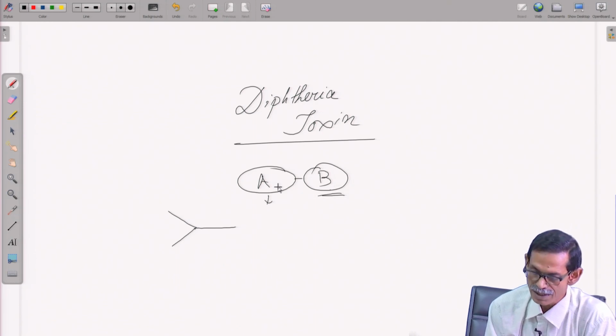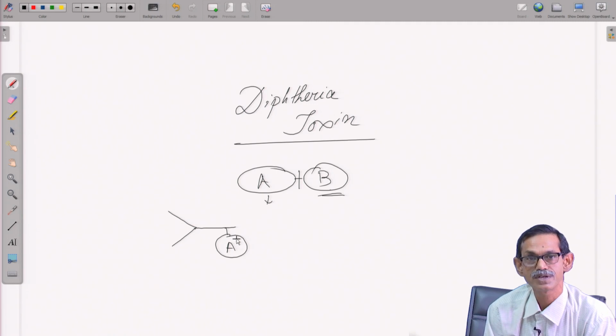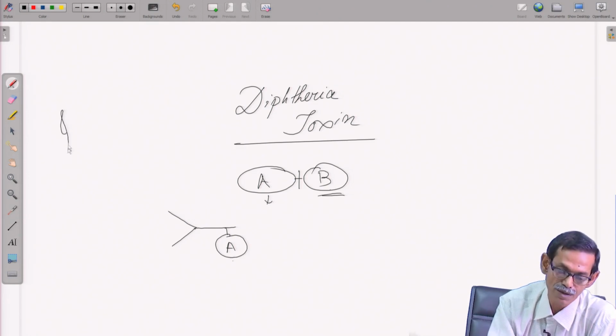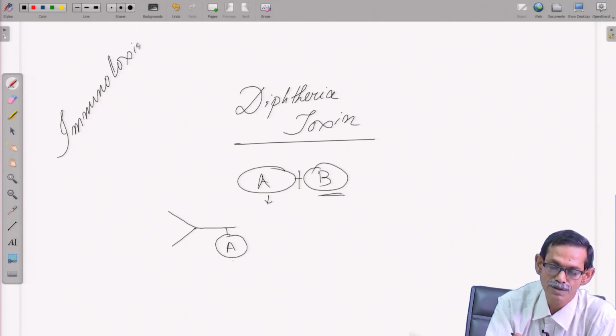So, what he did, instead of B, he cut it and attached the A part to this antibody. This is the toxin and this is the immunoglobulin. He named this whole complex, which is very popular even today, immunotoxin.